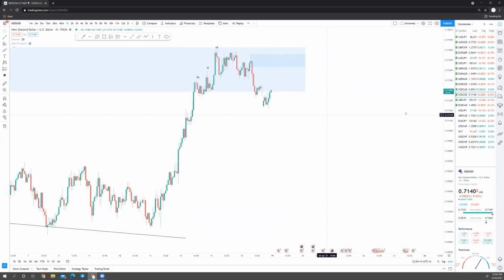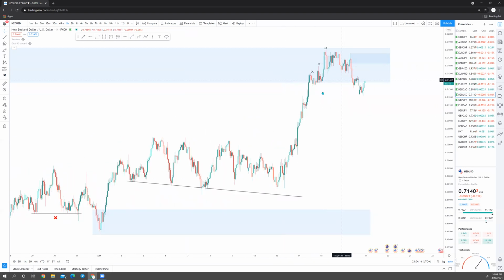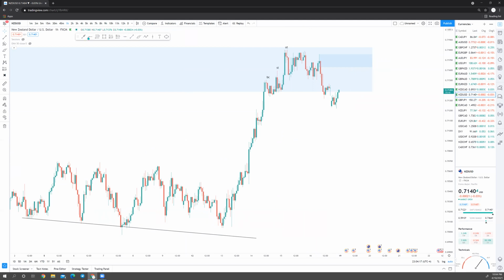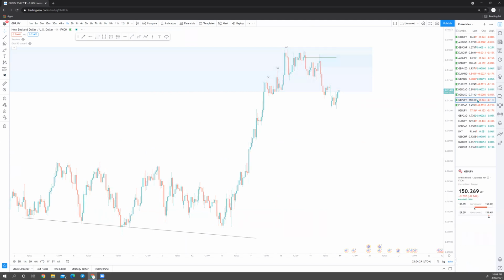1 hour candle right here. Fill this right here. So now we're just following the price action. Fill this candle, right? Makes sense. Fill this candle. So that's what I'm looking for on NZD USD.